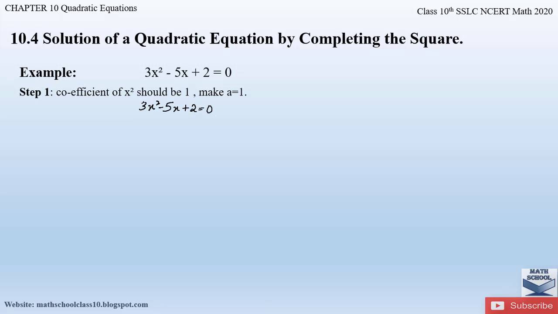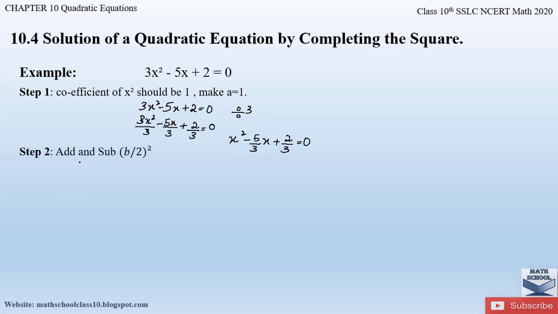So to make this coefficient equal to 1, divide the whole equation by 3. So you're going to get 3x square divided by 3 minus 5x divided by 3 and plus 2 divided by 3 is equal to 0. So by dividing by 3, we are going to get the equation as x square minus 5 by 3x plus 2 by 3 is equal to 0. So this is how we are going to make the coefficient of x square equal to 1. So let us see the next step now.